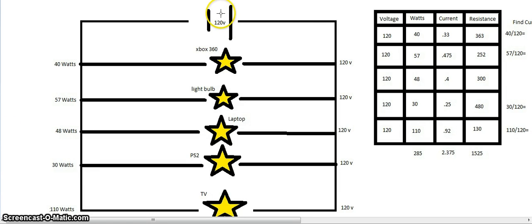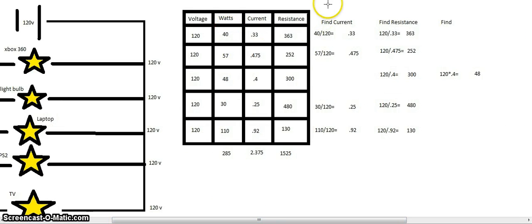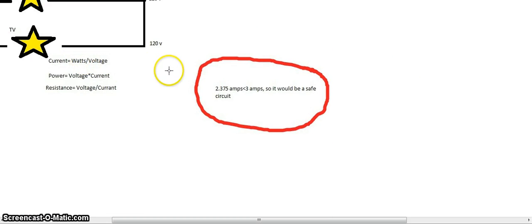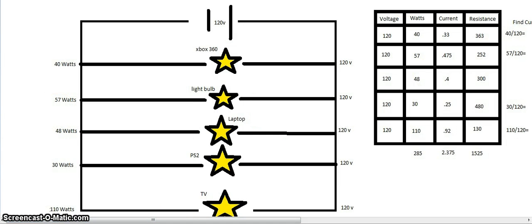So I said that this had 120 volts coming in. For the Xbox 360, it generated 40 watts, as you can see by my awesome table over here. To find the current, you get the watts divided by the voltage. So in this case, it'd be 40 watts divided by 120 volts, which got me 0.33. The current's going in, the circuit's going in this direction, by the way. This direction, right here.